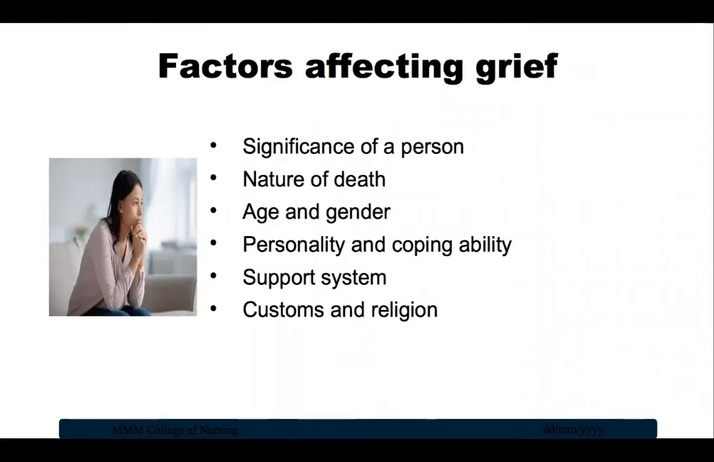Now let us see what are the factors affecting grief. The following factors may affect the nature, intensity, and duration of grief: the significance of a person, that is the relationship a grieving person had with the person who died. The nature of death, that is the cause of death; for example, the grieving process may differ depending on whether the person died suddenly or was ill for a long time. The grieving person's age and gender, personality and coping ability, and the support system available, such as from friends and family. The grieving person's customs, religion, or spiritual beliefs also influence the grieving process.